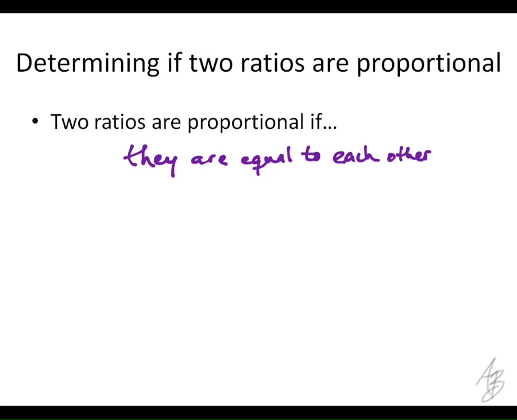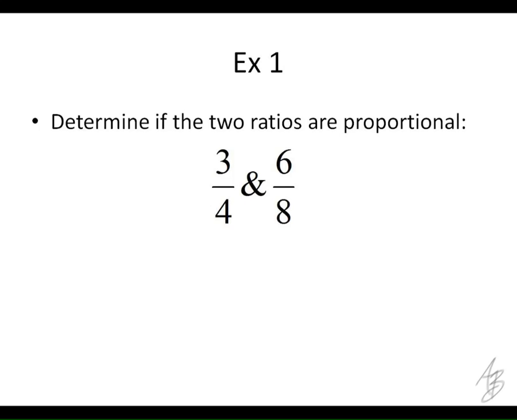And so what we're going to be doing here is when we want to know if two ratios are proportional, we just want to know if the fractions are equal to each other. So you're going to get two fractions and you're going to determine if they're equal to each other. So then what we're going to have to do is find a way to figure out if two fractions are equal to each other. So in this first example here, we want to know if 3/4 and 6/8 are proportional. Now, looking at it at first, the fractions look different, so we might say, no, they're not equal, so they're not proportional. But we have to look a little bit more closely.